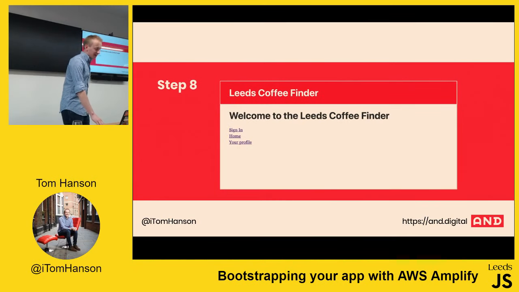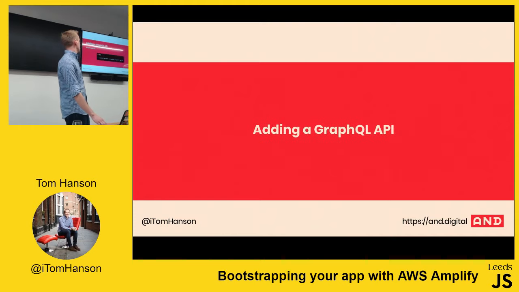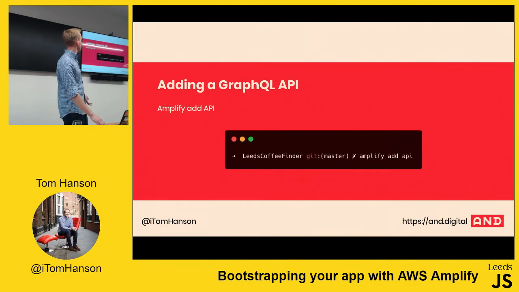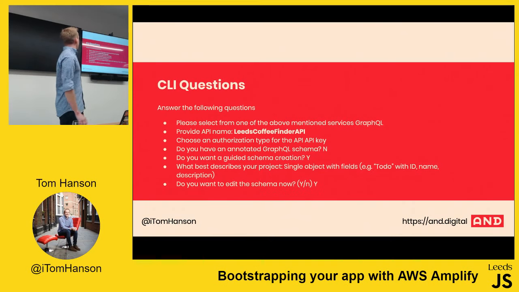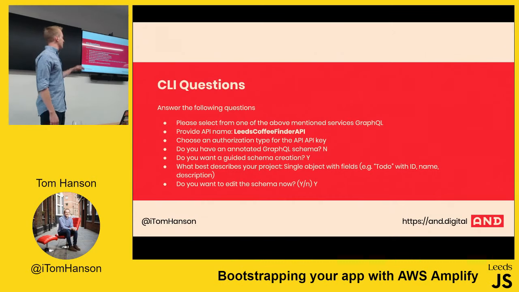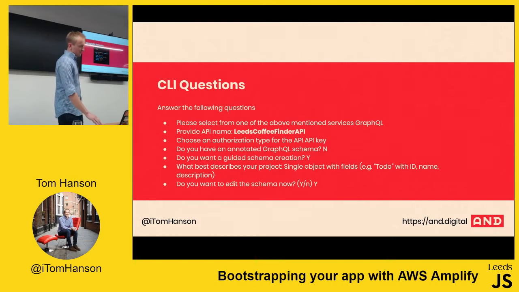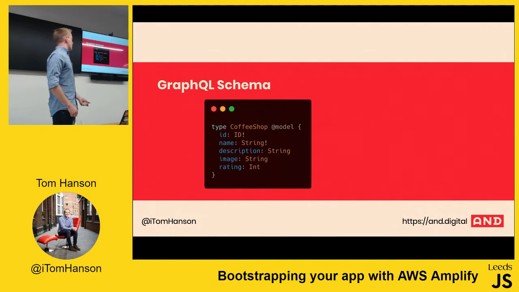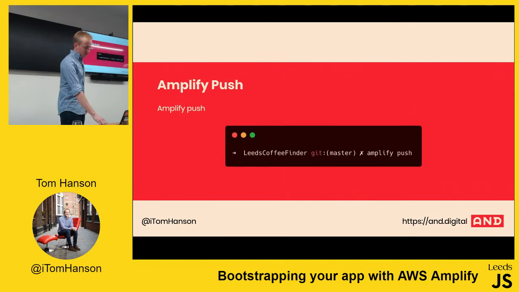If we change it up slightly, make it look slightly better, crucially we can make it look a bit like this. But actually we need some data, and let's add in a GraphQL API. So we'll say amplify add API, which is kind of cool, and then it'll run through. I didn't put it in, but it'll run through and say, right, what do you want to add? And we step through, change the name. Do you want to add a schema? Yes, I do. I'll say a coffee shop has an ID, a name, description, image, and a rating. Some of them have an exclamation mark, which means it's enforced. It's kind of cool. And then we'll say amplify push.